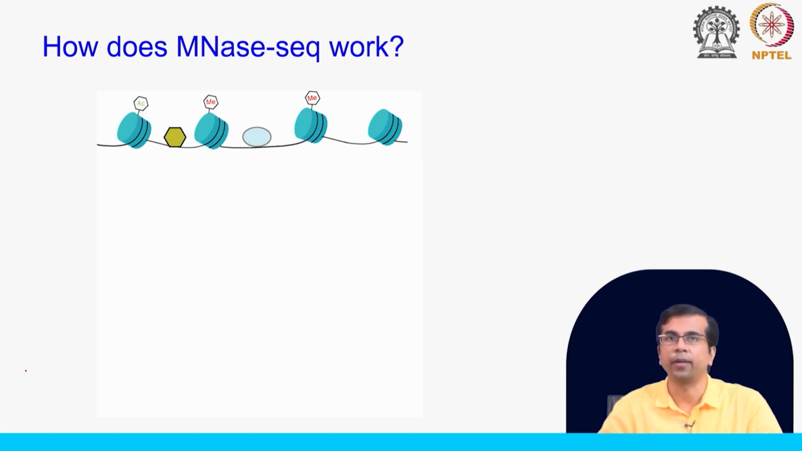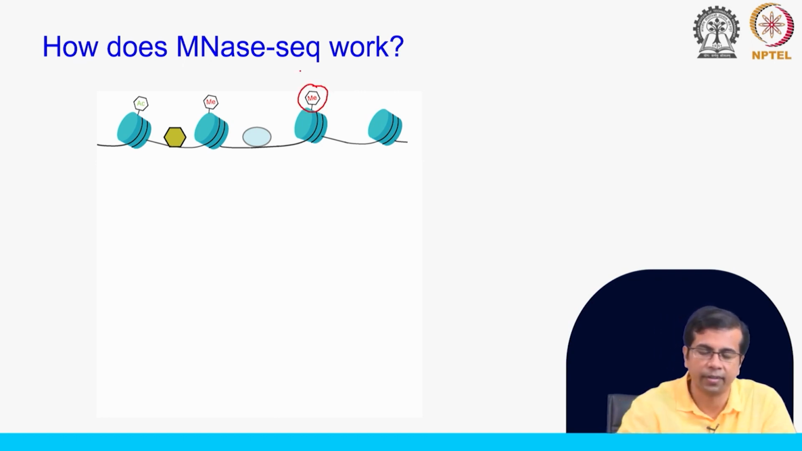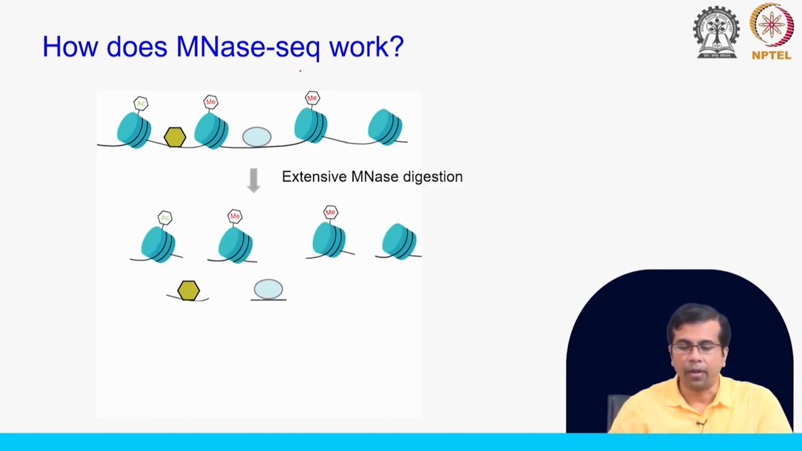So, we have this region here. Again, some regions are bound by transcription factors, some regions are bound to histones, and these histones have some modifications, etc. Okay. So, what we do is we do extensive MNase digestion here. Because this is an endo-exonuclease, it will cut, and it will also chew the ends, and what you are left with are these bound regions.